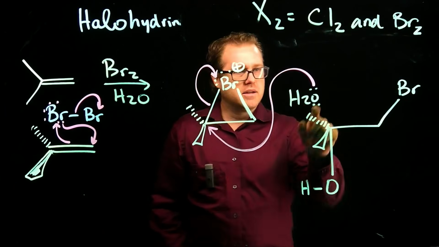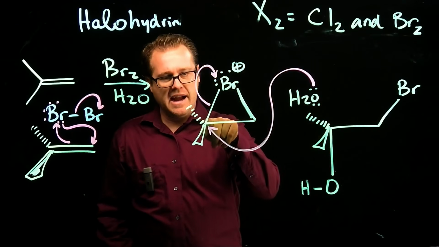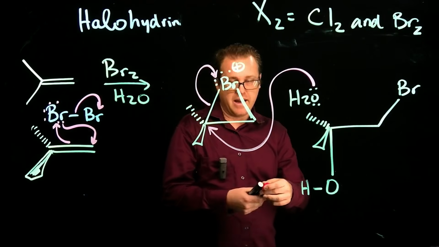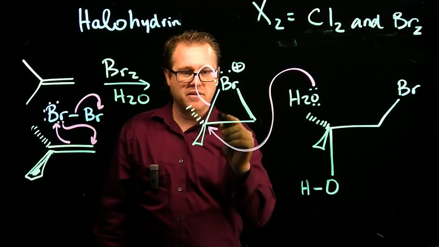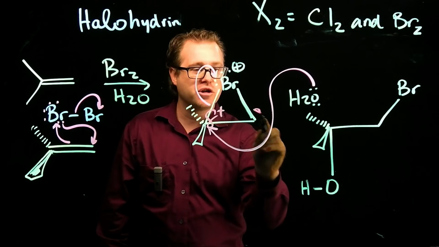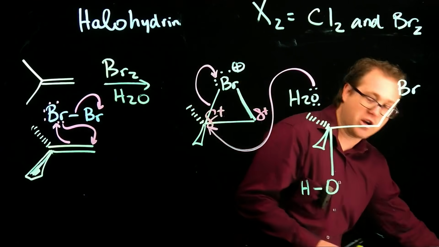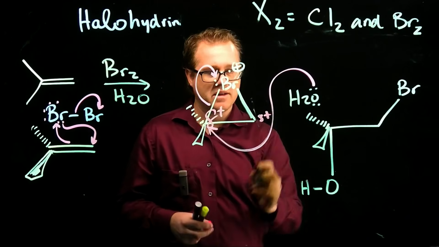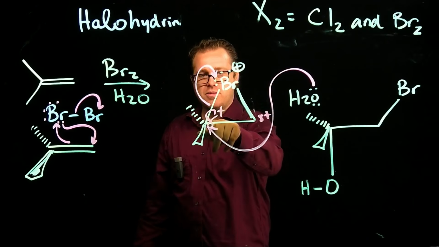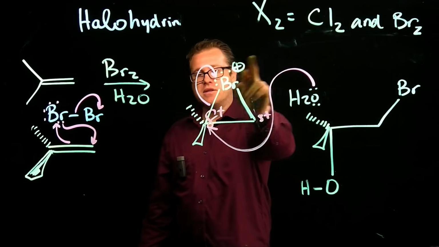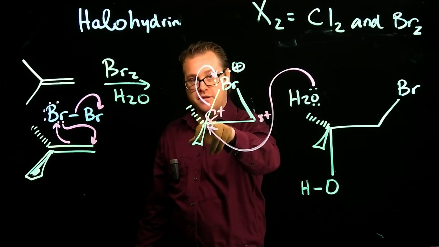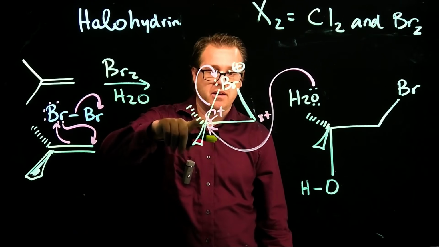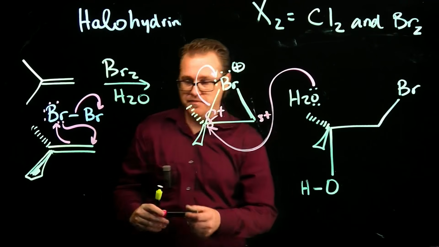So why does the water prefer to attack this carbon and not that one? The simple, quick answer is the fact that this carbon has a much larger partial positive than this carbon. So let's draw it a little tiny. That has a larger partial positive, so the nucleophile is going to be attracted to the stronger electrophile. Okay? Now, why is this one going to be the more positively charged species?